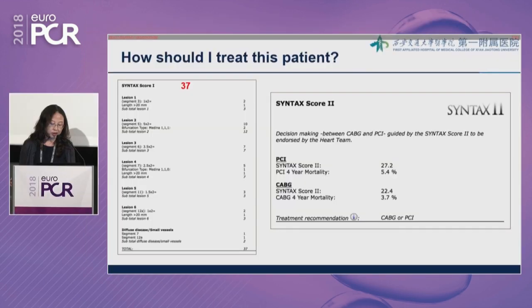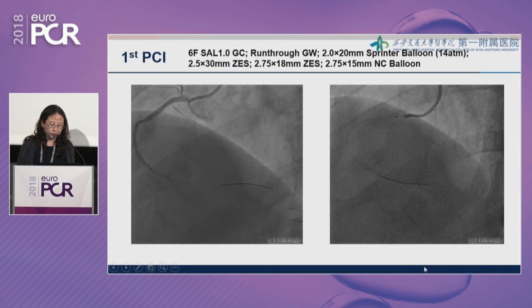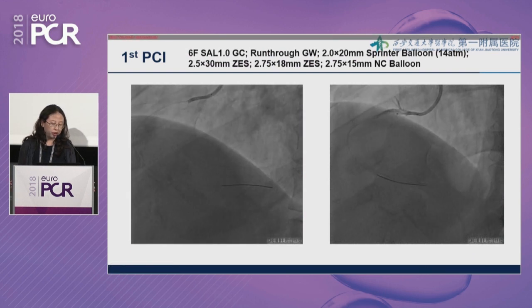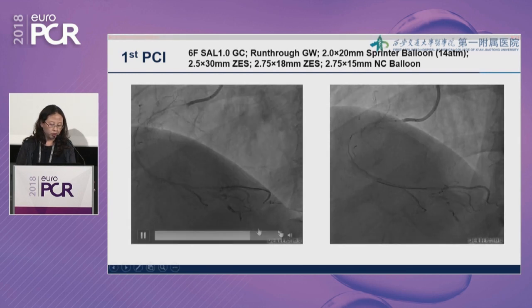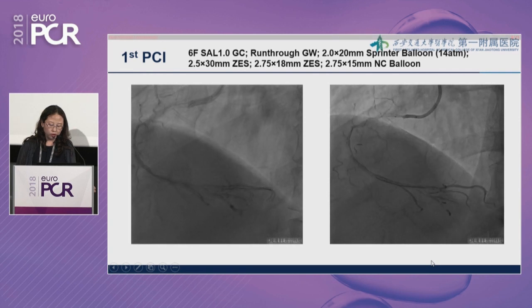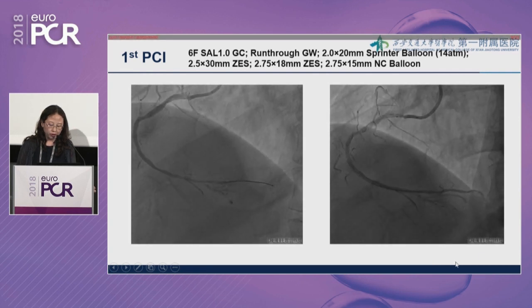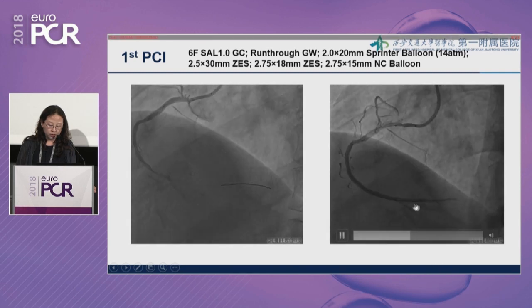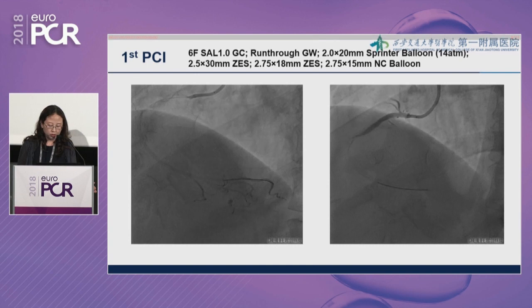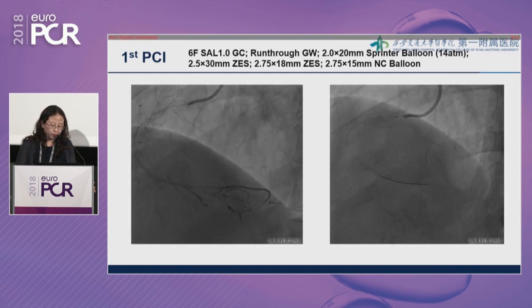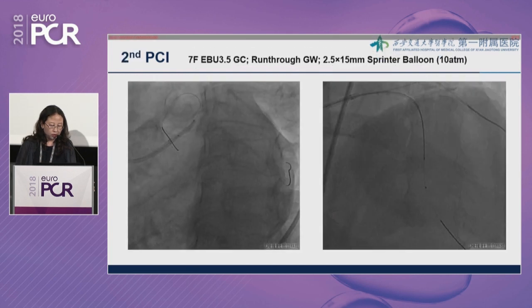Thank you. What was actually done? Yeah, sure. Although the SYNTAX score on the CABG group is lower than the PCI group, after we talked with the family, they favored PCI. So the first time we opened the right, it was fairly easy, we just ran through, got the wire and passed the lesion. We opened the distal right as is, and we put two Resolute stents overlapping, and this is the post-PCI result, a very nice result after the right. Because the renal function of the patient was not very good, we stopped the procedure this time and staged the left main for the second time.